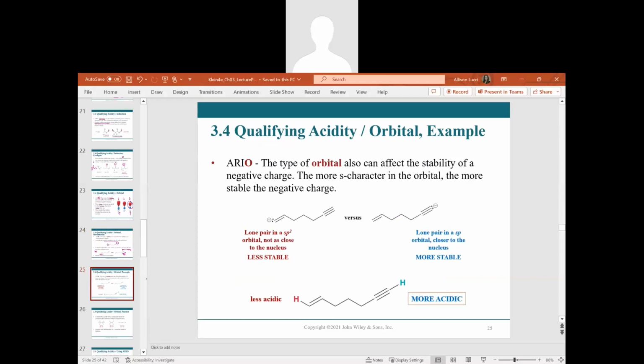So again, the less acidic proton would create a less stable conjugate base, and it will be in a longer orbital that's further away. And then we have the more acidic proton that's determined because it will be in an sp orbital and then more stable.